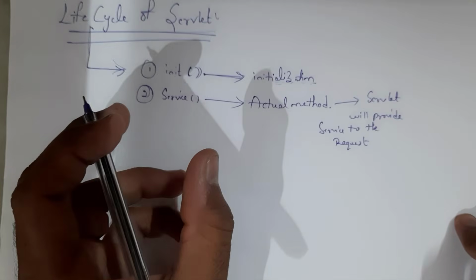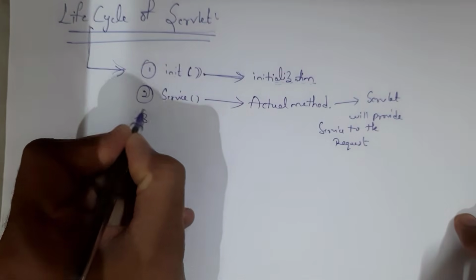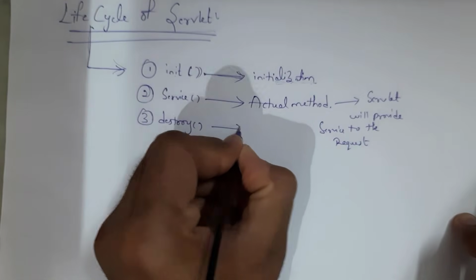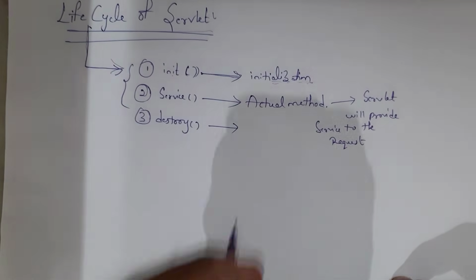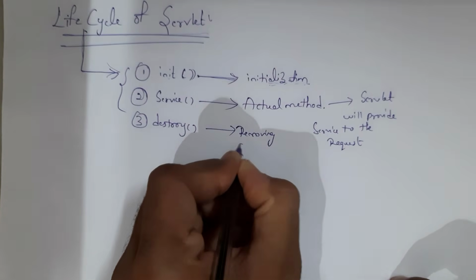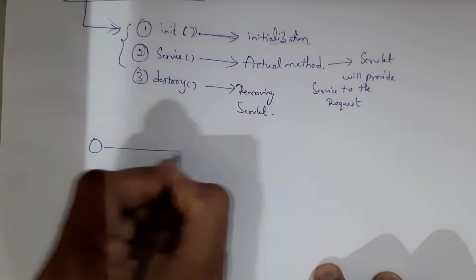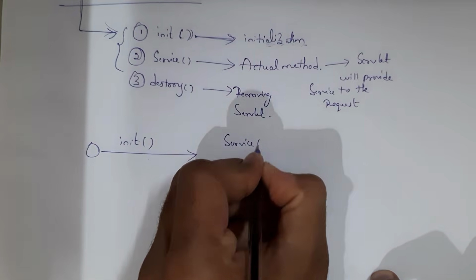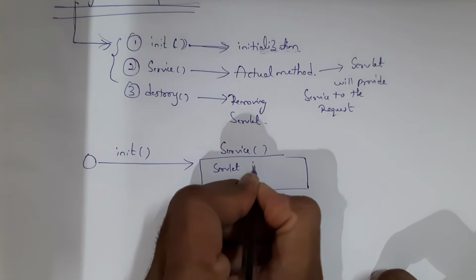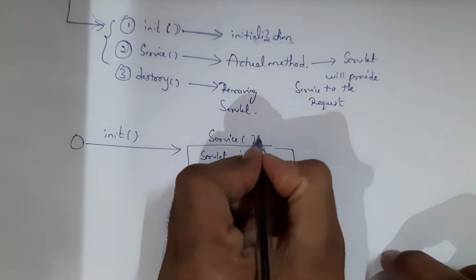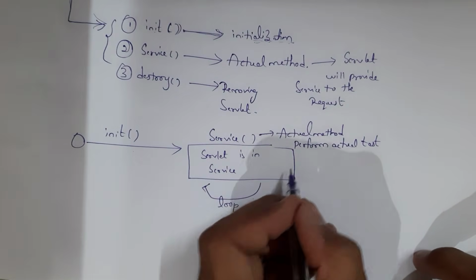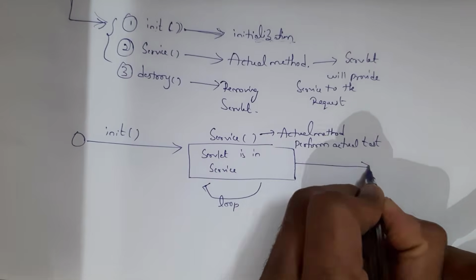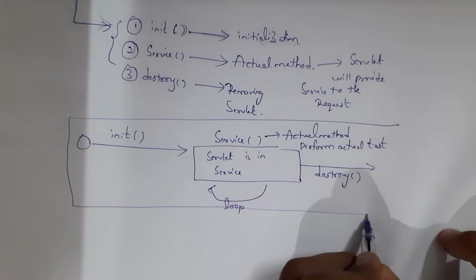After the servlet provides service, the last step is the destroy method. In the destroy method, we will destroy the servlet. That means we will delete, we will kill that servlet. These are the 3 stages in the life cycle of a servlet. This is the diagram of the servlet life cycle. Init method, after that service method. In the service method, the servlet is in service. It contains a loop. This is the actual method, which performs the actual task. And at last, the destroy method.